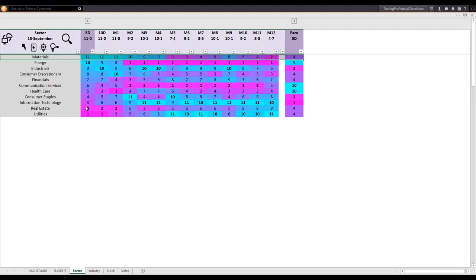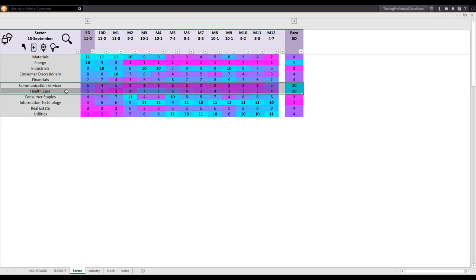On the weak side, real estate and utilities, they were strong earlier but now weak. Looking at the weakening of the sectors, you could exit profitable long positions in time, and you could also start to look for shorting opportunities. Using the pace column, you can further see the acceleration and deceleration of the sectors. Cyan color represents acceleration.